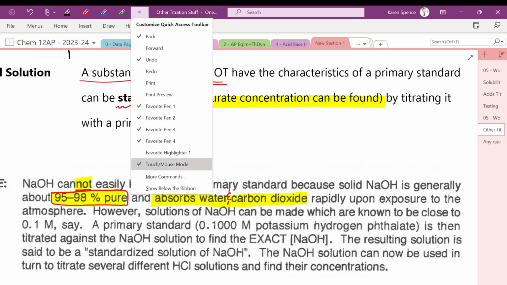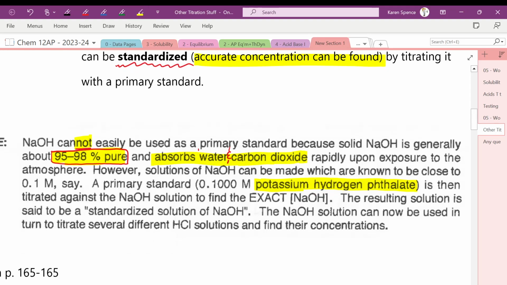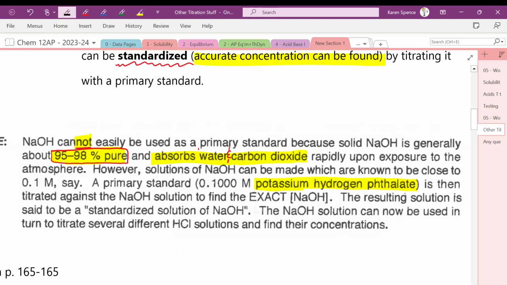Where are they? There we go. Potassium hydrogen phthalate, with that lovely PHTH, like phenolphthalein. Okay, so we have potassium hydrogen phthalate is a primary standard. You will make that by measuring out a known mass of potassium hydrogen phthalate. What kind of container would you use to make this solution?